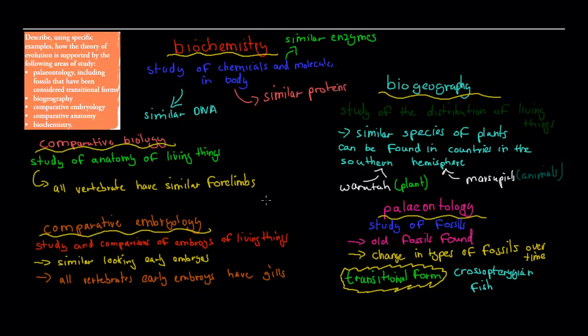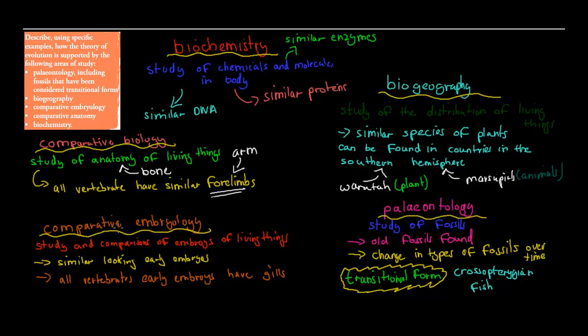And we talk about the evidence for evolution. Describe using specific examples how the theory of evolution is supported by the following areas of study: paleontology, including fossils that have been considered transitional forms, biogeography, comparative embryology, comparative anatomy, and biochemistry. So we've got the comparative biology. That was a study of anatomy, and anatomy refers to bones, so a study of bones of living things. And what we found was that all vertebrates, so all animals that have a backbone, have very similar forelimbs. So these are the arms, so their arm-like part has a very similar structure. We're going to go over that in the next part.